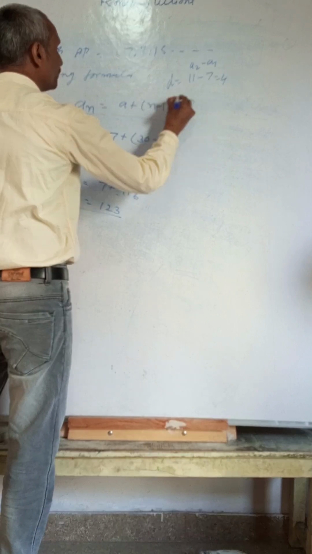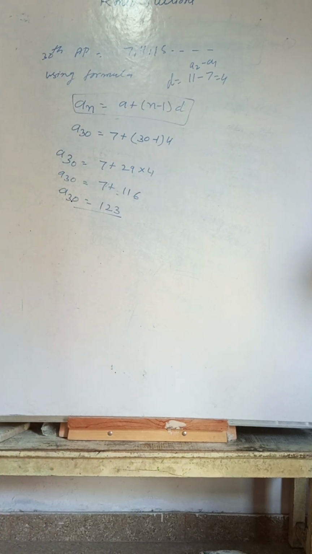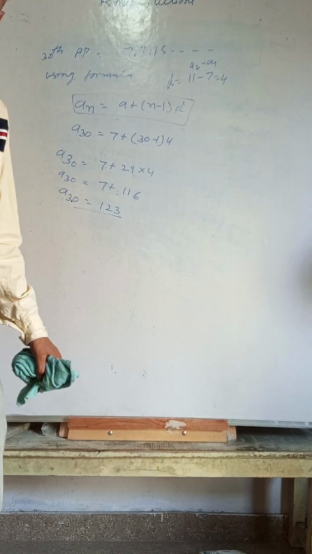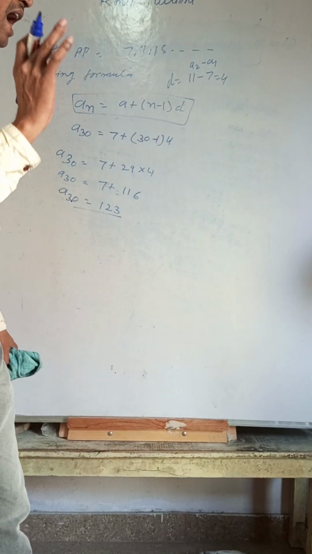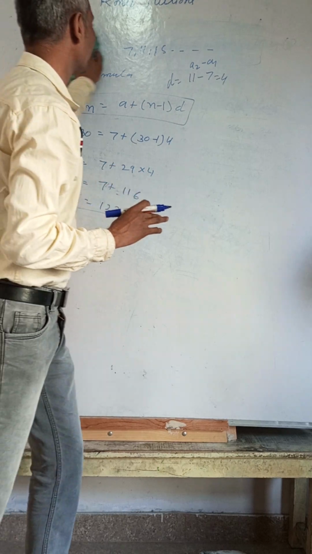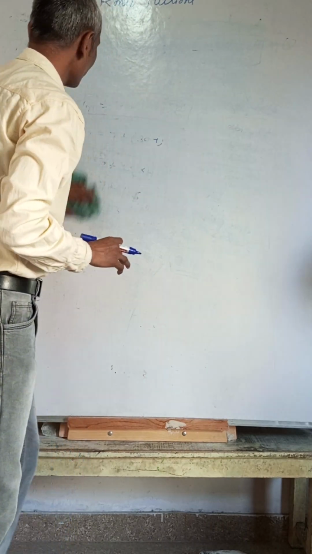I hope you understand. The formula is an is equal to a plus (n minus 1) into d, where an means the nth term, a means the first term, n means the number of terms, and d means the common difference. Next we are going on.